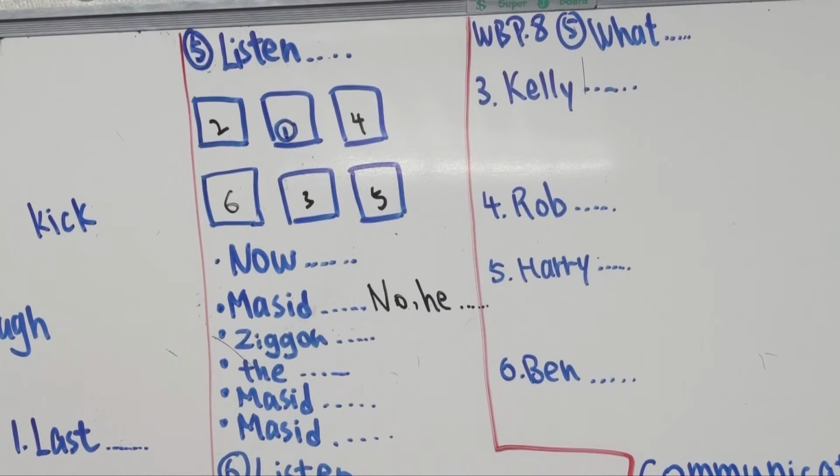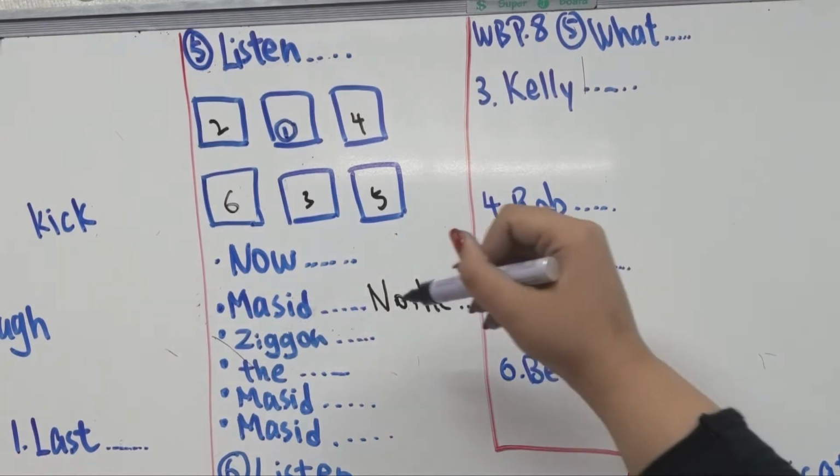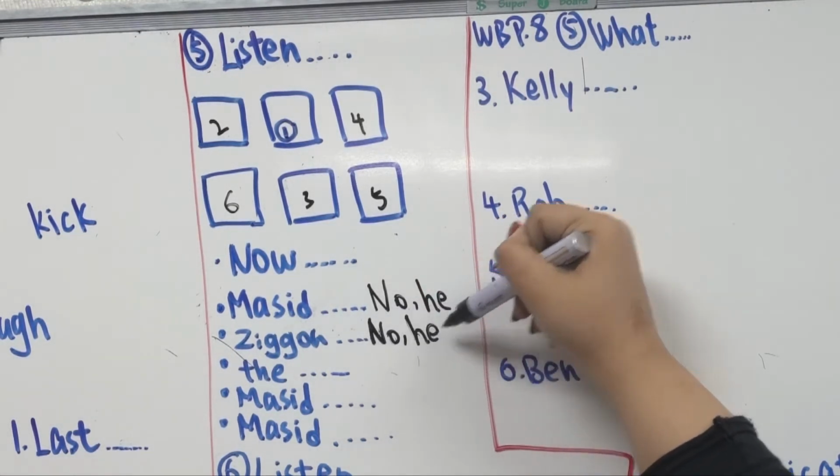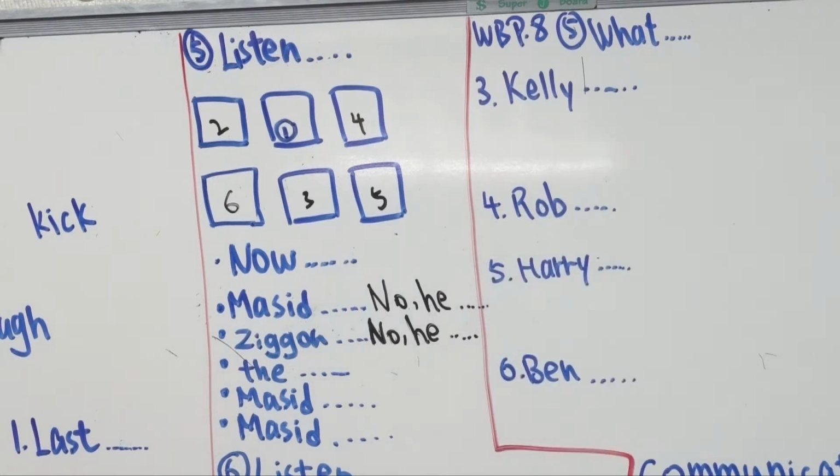Next one. Zigger kicked the ball to Masid. Ask this question in the past tense. So, did Zigger kick the ball to Masid? Yes or no? No, right? No, he didn't. Remember to say that, alright?